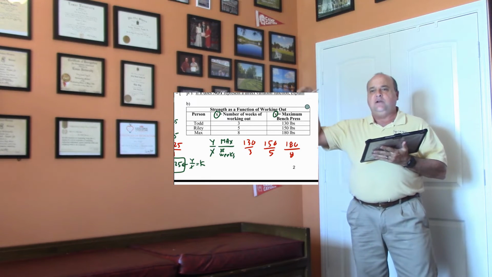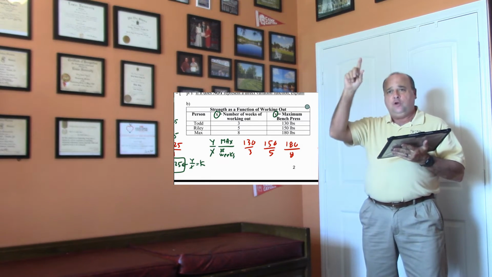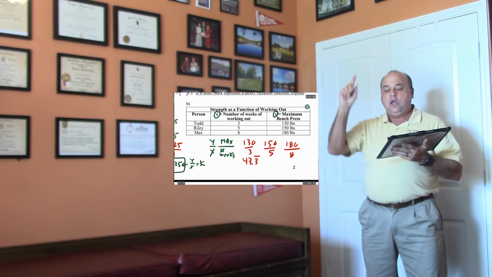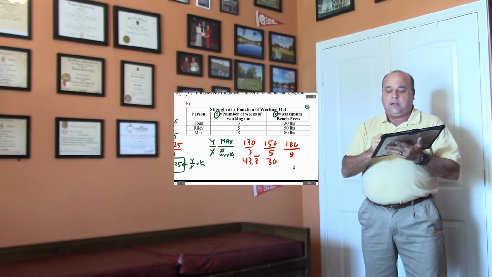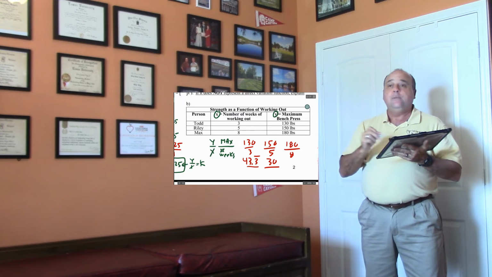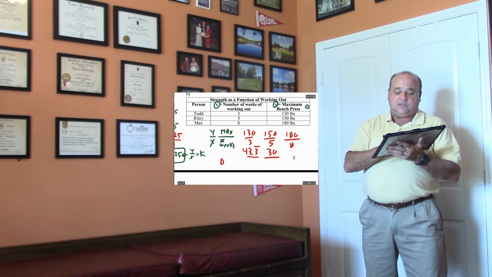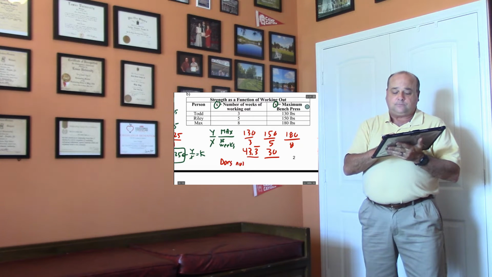Now punch these into the calculator. If you do 130 divided by 3, you get 43.3 with the 3 repeating. 150 divided by 5 is 30. Are these the same? They are not the same, are they? So this table does not have direct variation.